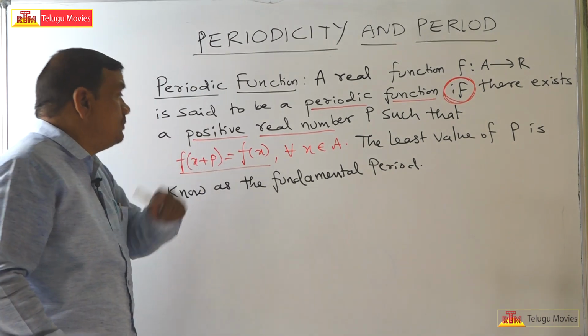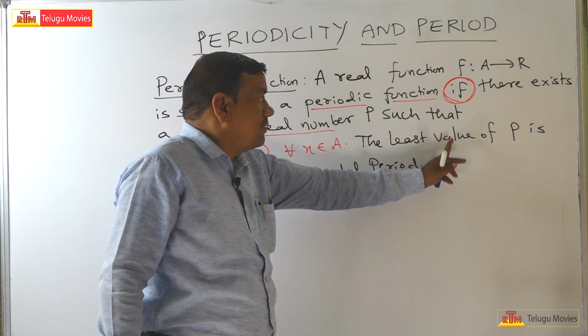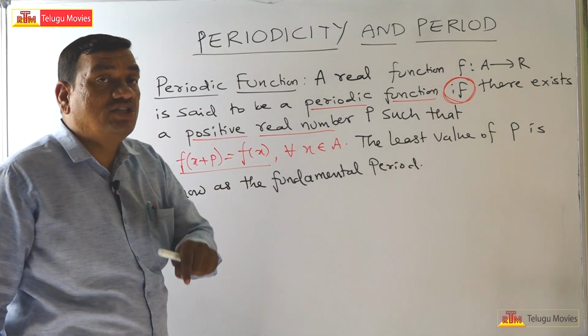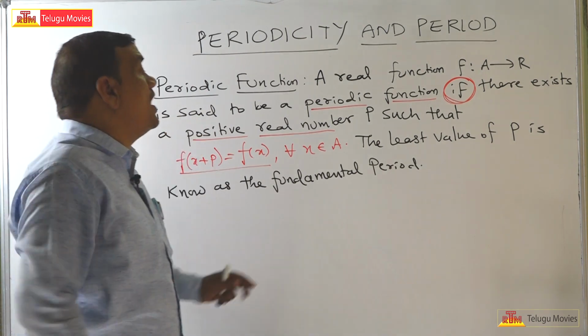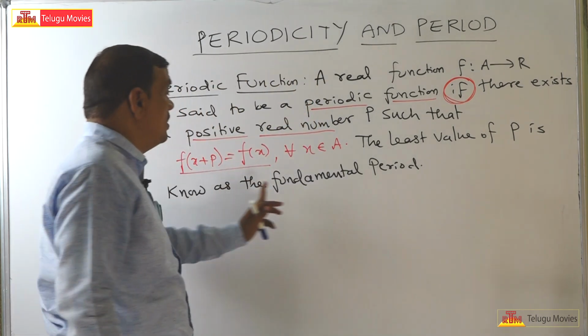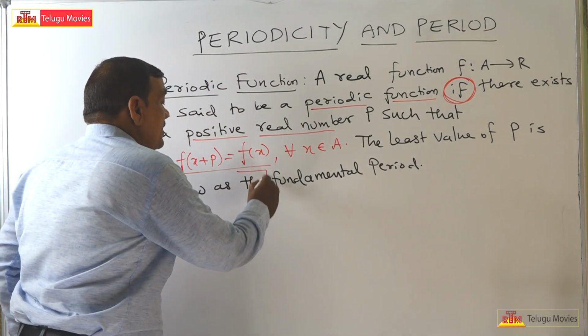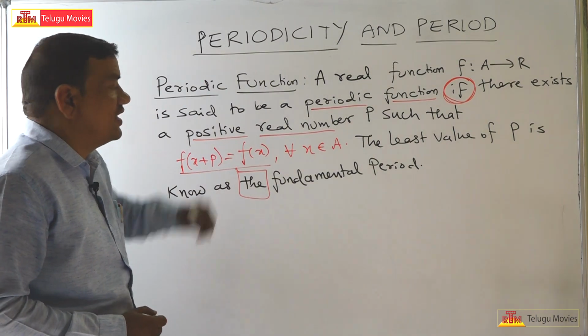That's why this p is called a positive real number, and p is called the period. If there exists such a p, then it is called a periodic function. The least value of p is called the fundamental period of the function f.